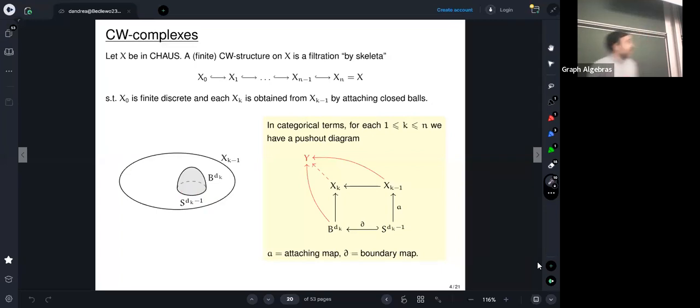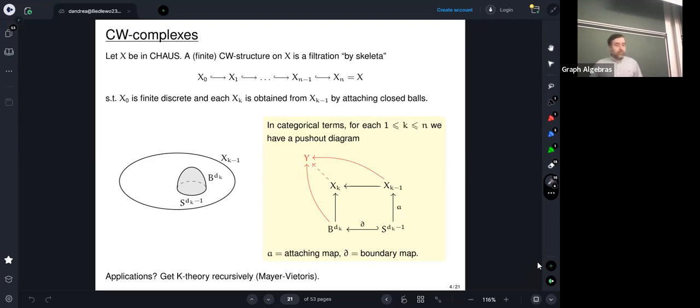So in categorical terms, this means that you have a commutative square where here you have Xk, here Xk minus one, and below you have the ball and the sphere of some dimension. In this commutative square, the map here is the natural boundary map from the sphere to the ball. It should be a pushout diagram. So once you formulate this idea of gluing spaces in categorical terms, then it is almost immediate to dualize everything, pass to C*-algebras, and try to formulate a notion of CW complex. And this is the next slide, actually.